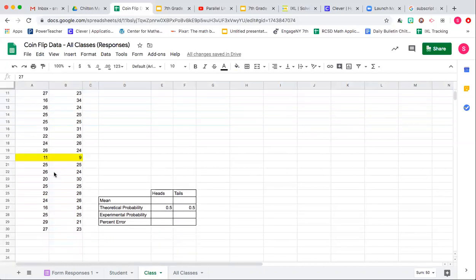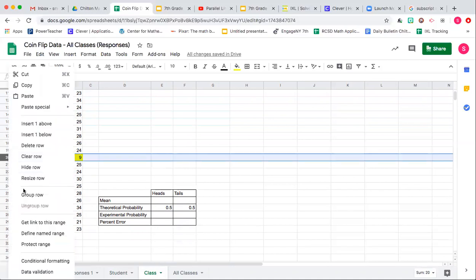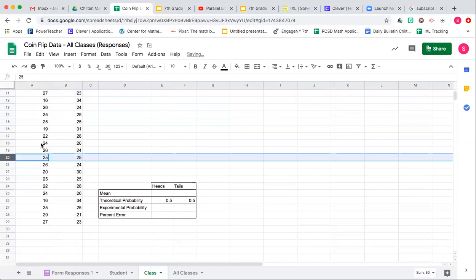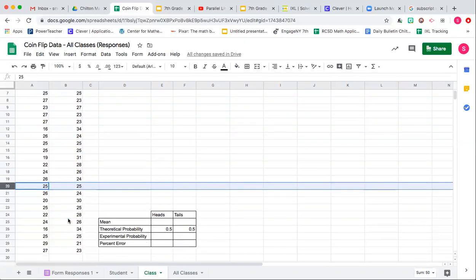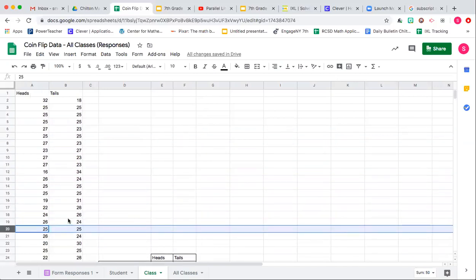Here's another example of some data that didn't follow the rules. It looks like they only flipped the coin 20 times. That's not going to work for us. We wanted every student to flip it 50 times. So I'm going to delete this set of data too. All right, now that I have those sets of data deleted, everything looks good from here on out.